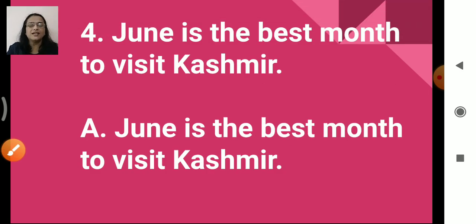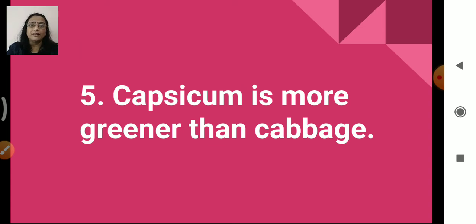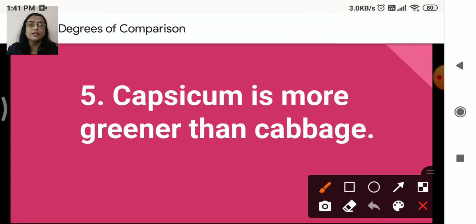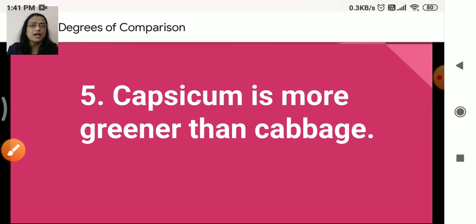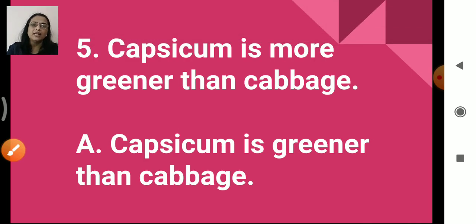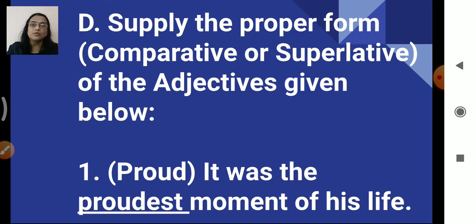June is the best month to visit Kashmir. Same, no change. Fifth one. Capsicum is more greener than cabbage. Now again what is done here? More is used and ER is also used. Again that is incorrect, right? So our answer will be capsicum is greener than cabbage. Right? Capsicum is greener than cabbage. Got it? Okay. Now let's move ahead.